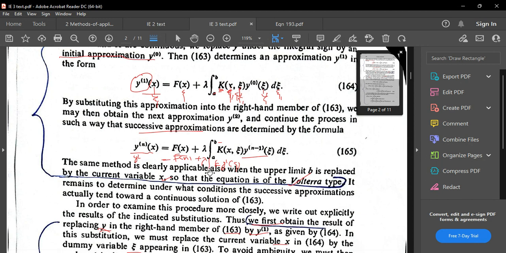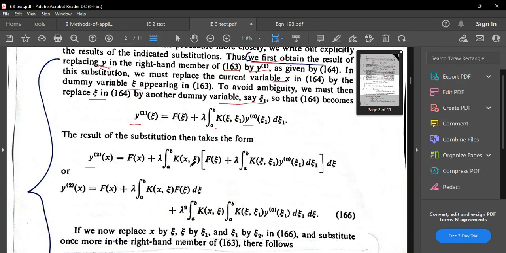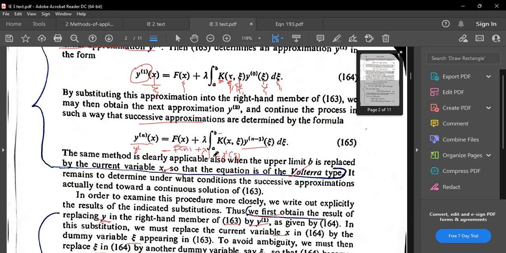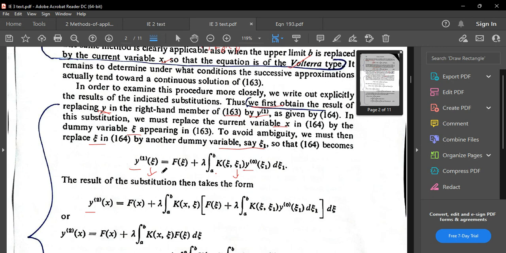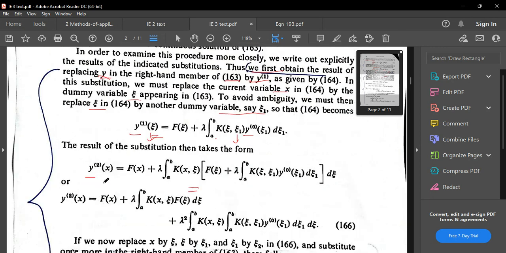So we replace x by psi and this psi by psi1, and we substitute lambda k y1 in the place of integral k y1. So what will we get? Arranging this, it is f of x plus lambda integral k of x, psi into f of psi plus a second integral. Two integrals will come: this is the main integral, and inside this the second integral comes. So this is the arrangement.